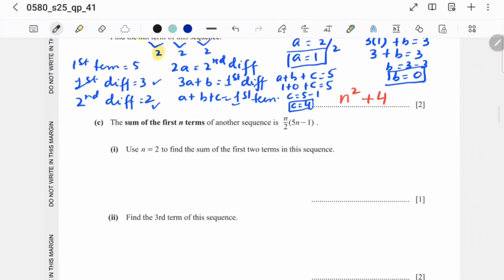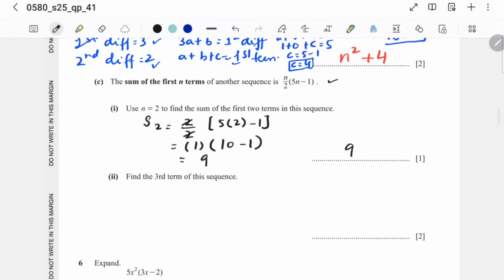Okay, part C, the sum of the first n terms of another sequence is n upon 2 times (5n minus 1). This is the sum. Remember, use n equal to 2 to find the sum of the first 2 terms in the sequence. So S2 is required here. I'm just substituting: 2 upon 2, times 5 times 2 minus 1. In place of n, I'm substituting 2. So 1 times, 5 times 2 is 10, minus 1, and that is equal to 9. 10 minus 1 is 9. And it's a 1 mark question.